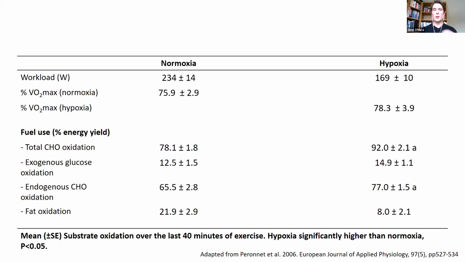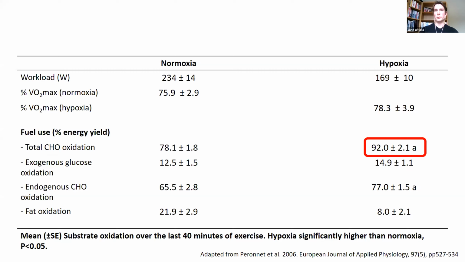If we look at Berryman's work, he ran a protocol where people exercised at around 75% VO2 max for a prolonged period of time, and using 13 carbon tracing techniques, he looked at quantifying total, exogenous and endogenous carbohydrate oxidation. And what we can clearly see from his data is that when we match the relative exercise intensity between normoxia and hypoxia, carbohydrate oxidation goes up in terms of whole body carbohydrate oxidation.